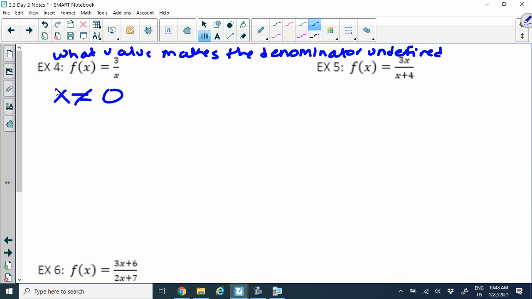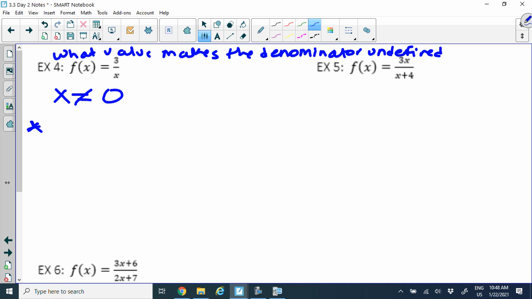Okay, so for our example 4, f of x, we have 3 over x. So here, we take what's in the denominator, set it not equal to 0, and solve for x. Well, here, we just know that x can't equal 0. So if we plug it into there, then we get it undefined.